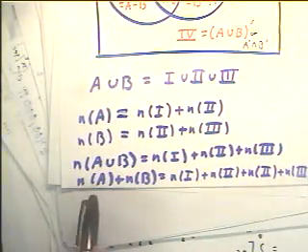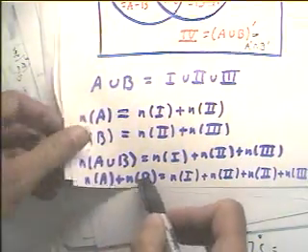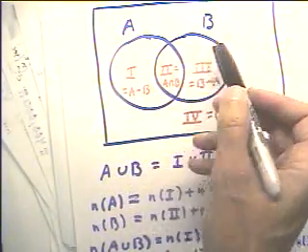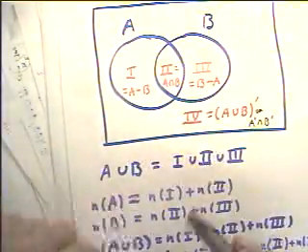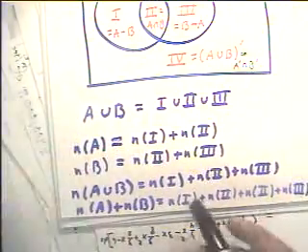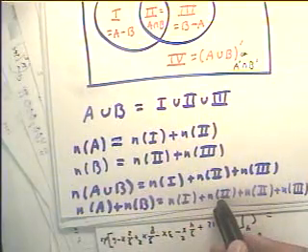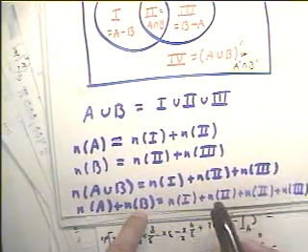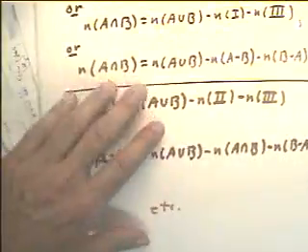Now let's contrast that with what we get if we add the number in A to the number in B. If we were to do that, we would add the number in region 1 and the number in region 2, that's A, and then we would add the number in region 2 to the number in region 3 for the number in B. And this region 2 would get counted twice. The number in A plus the number in B then is the number in region 1 plus the number in region 2, that's the number in A, and then the number in B is the number in 2 plus the number in 3, and you see we got the number in region 2 twice. What do we make out of that?